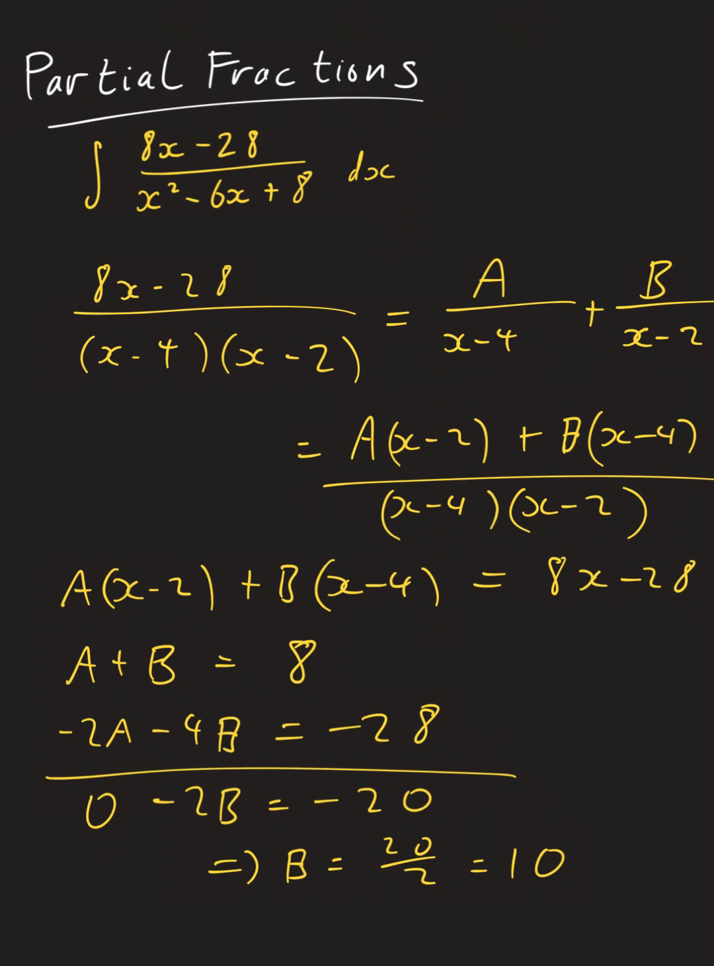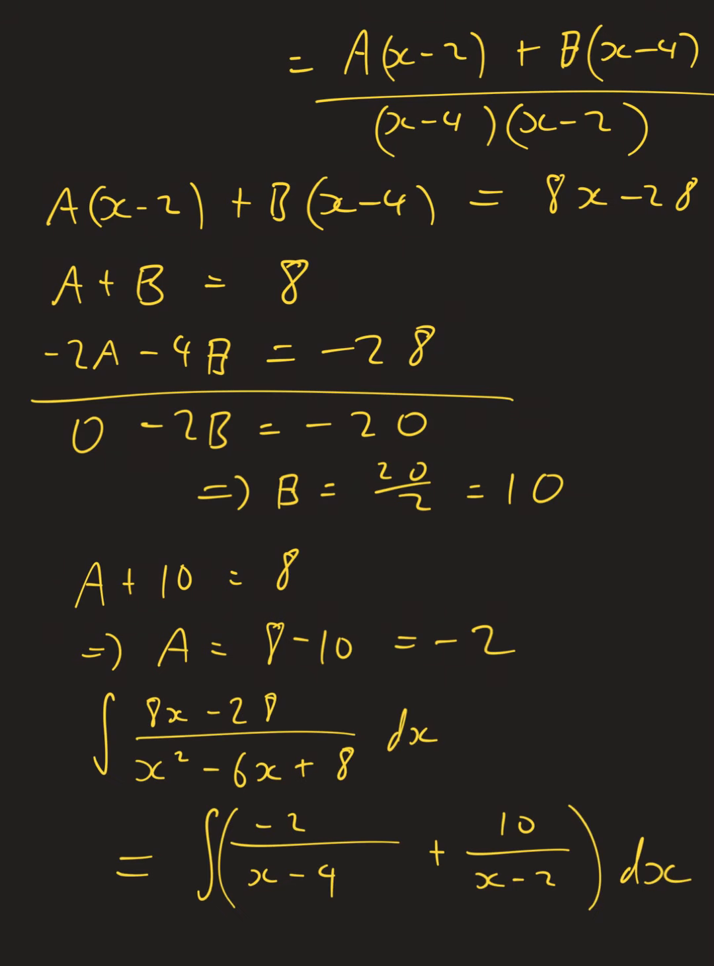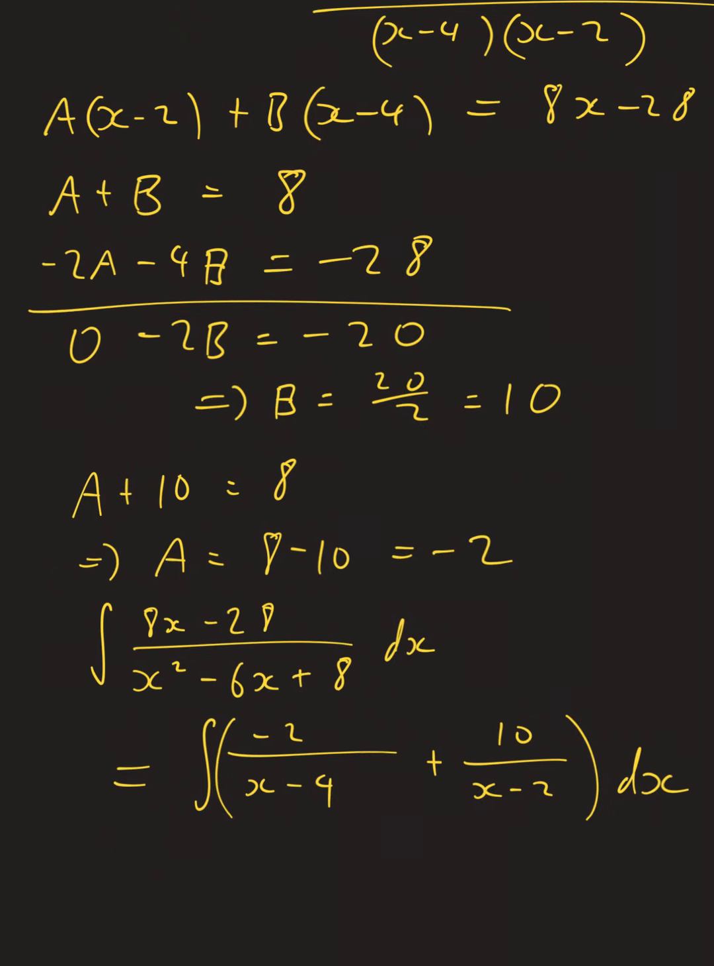Now that I have b, I can substitute that back into my first equation to get a. So a plus b is equal to 8, so a plus 10 is equal to 8. So that implies that a is equal to 8 minus 10 is equal to minus 2. So I have successfully found a and b, and now I can rewrite my original fraction. So there it is, with my a and b put in, and this is something that we can integrate.